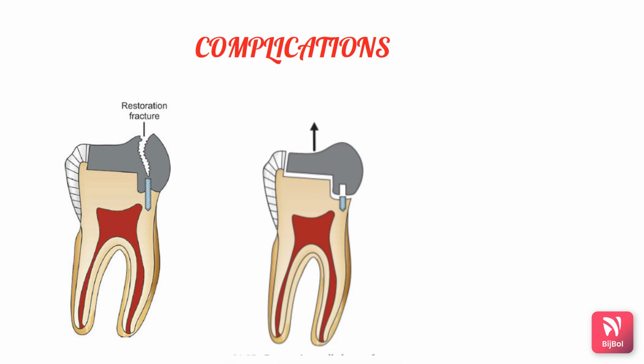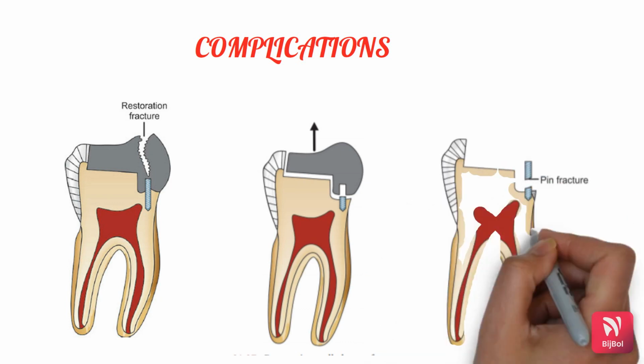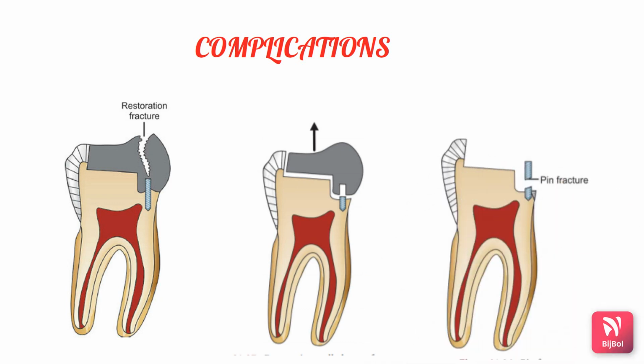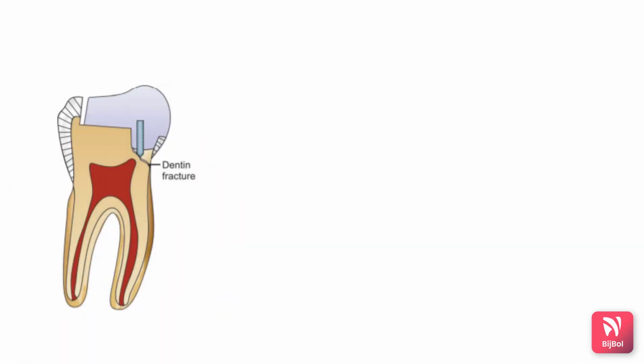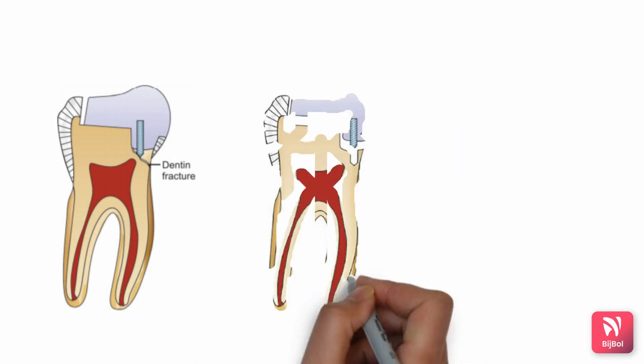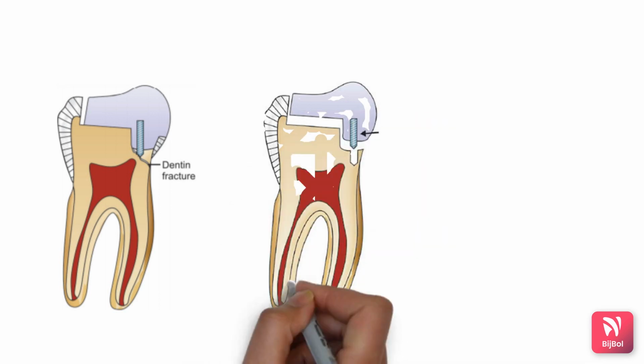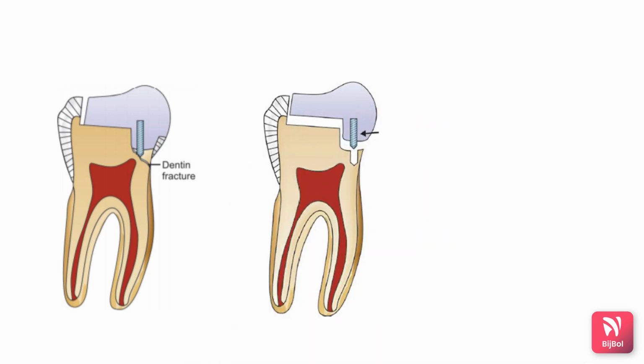Next is failure within the pin. It may be due to improper technique during pin placement. Next, failure may be within the dentin. This occurs due to increased internal stresses and incorrect selection of the site for pin placement. Another is failure at the pin and dentin interface, that is, the pin pulls out along with the restoration. It may be due to improper pin engagement of the dentin.